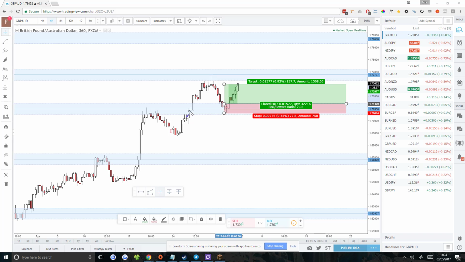The difference between a continuation reversal and a normal reversal or counter trend reversal is that the continuation reversal is going along with the trend. So let's say it goes up to here. I want to try and stay in for that move. So I'm going to try and keep this open.